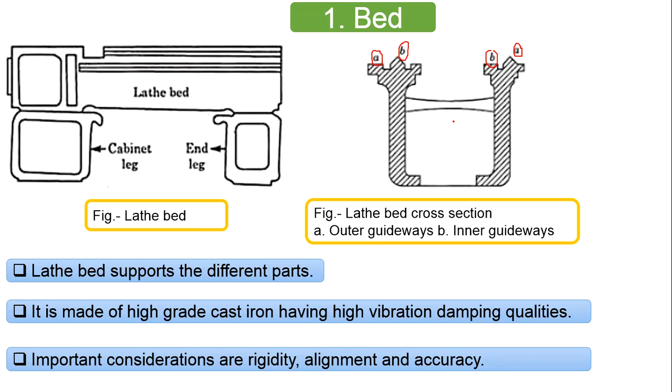That is the disadvantage. So that's why, to get the advantage of both the shapes and to eliminate the disadvantages, both the shapes are used in the outer guideways and inner guideways. On the outer guideways your carriage is moving, on the inner guideways your tailstock is moving. So the outer guideways are guiding the carriage, and the inner guideways are guiding the tailstock.